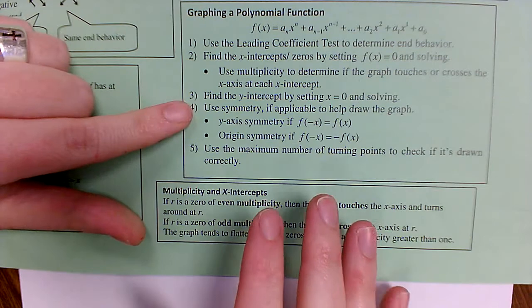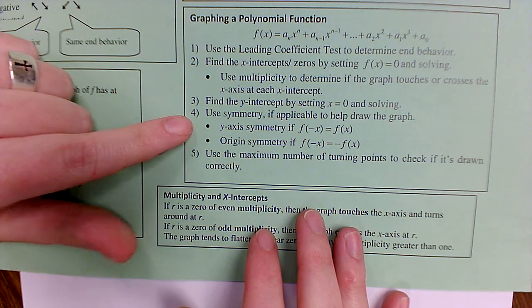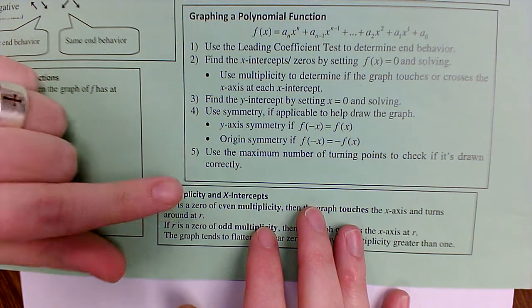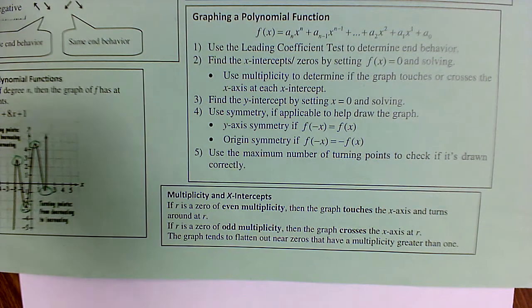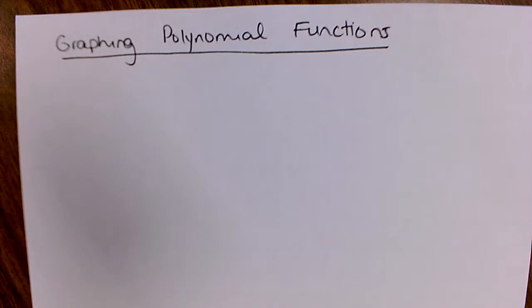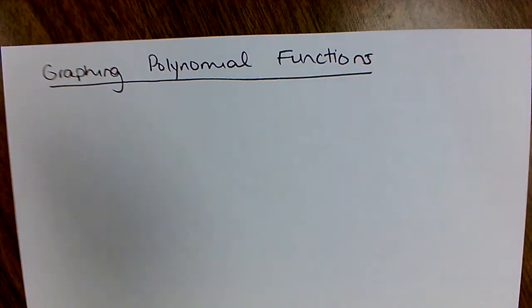Step 4 and 5 are really just checks to make sure your graph is reasonable. So step 4, you use symmetry to look at your graph and make sure that makes sense what you have. And then step 5, you look at your turning points and make sure that you're not exceeding the number of turning points we said that you could have. Remember, the max number of turning points was 1 less than your degree. Okay, so let's do an example.